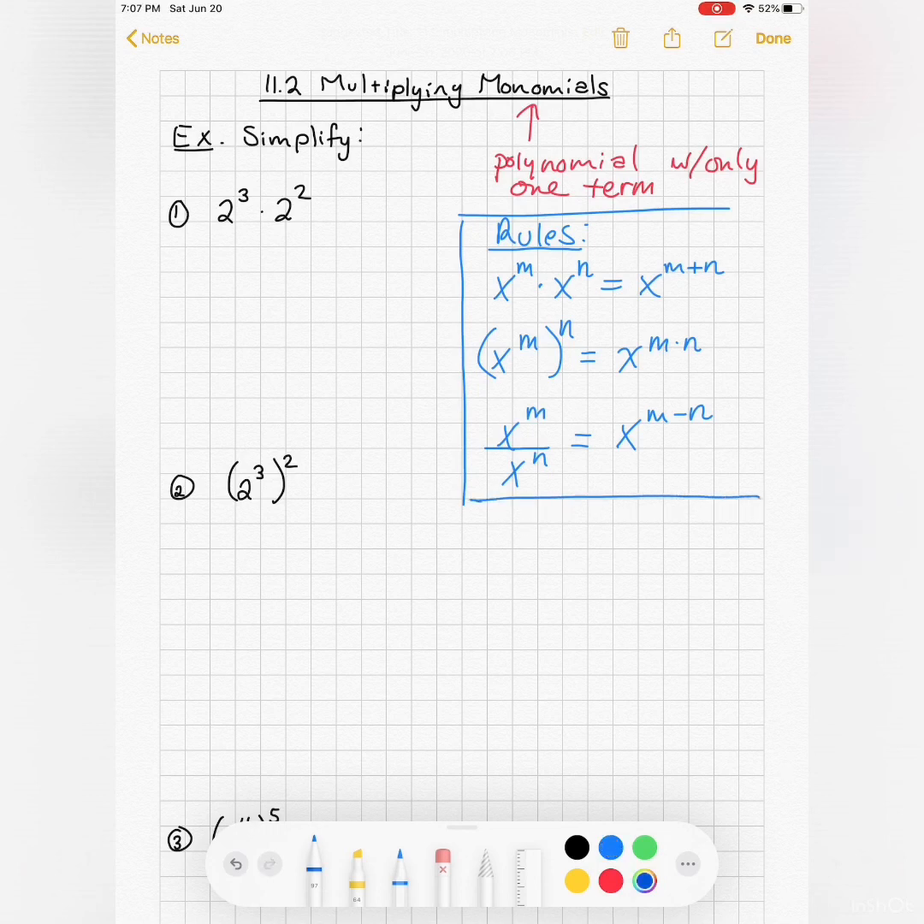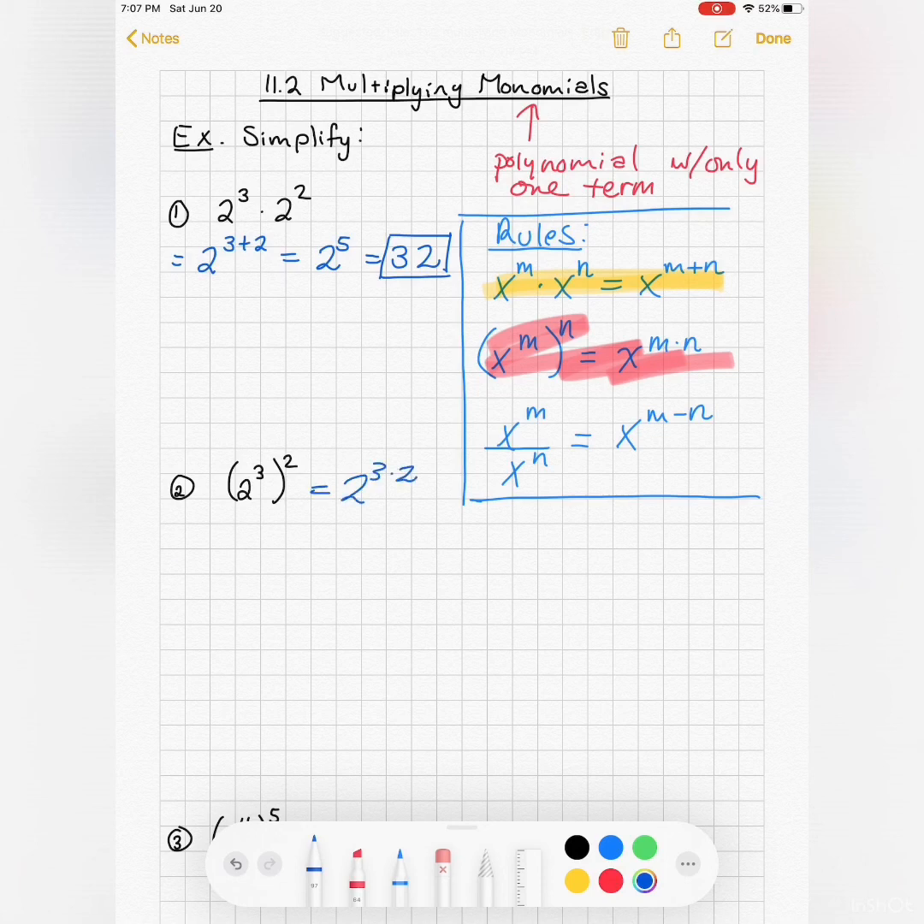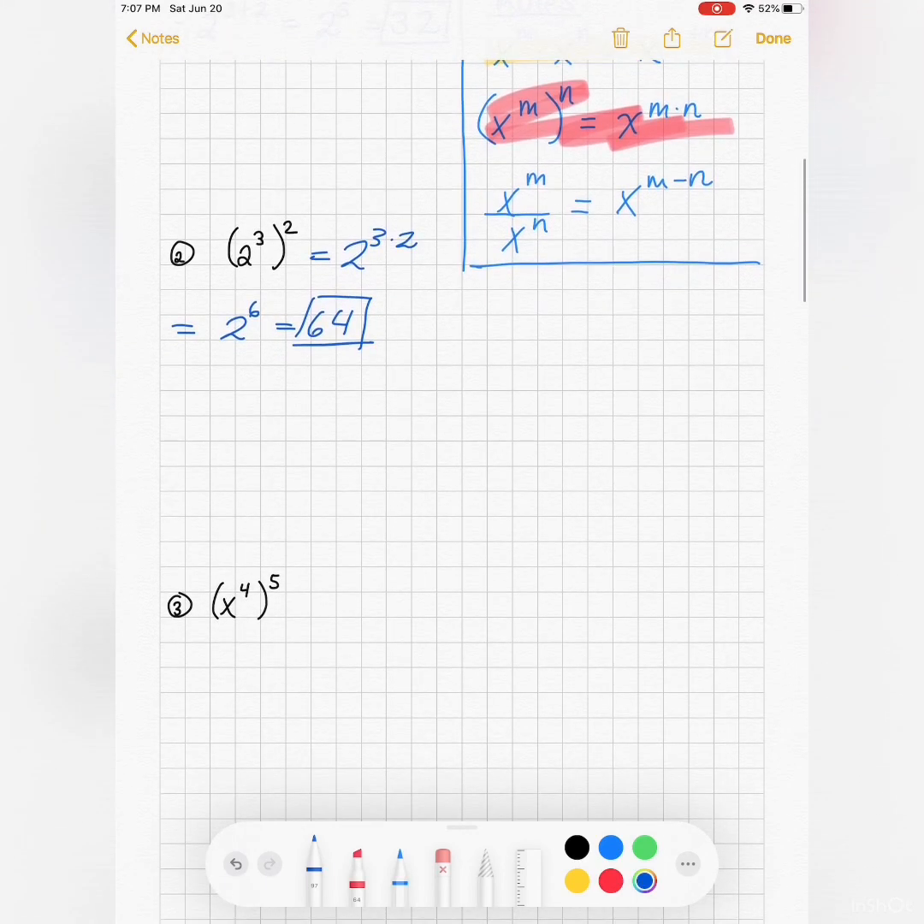Okay, so let's see, looking at number 1 over here, I can use the first rule. I have the same base multiplying, I add the exponents. Okay, versus in number 2, I have power to a power. So I multiply. Okay, here's another one, power to a power, except the base is a variable. Same thing.